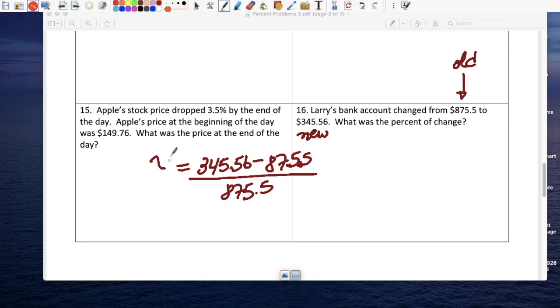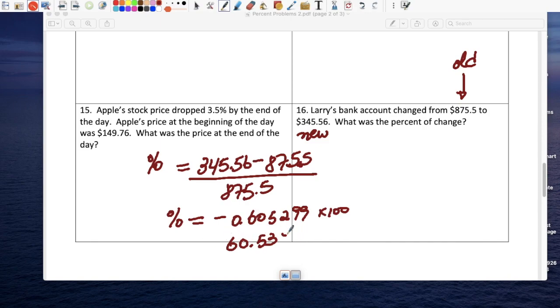Let me write X for the percent. We're going to subtract these two: 345.56 minus 875.50. And then we're going to divide that by 875.50. And we're going to get a negative number, right? So the percent is going to be negative 0.605299. We're going to change that to a percent by multiplying that by 100, and we get 60 point, and I'm going to round it, 53%.